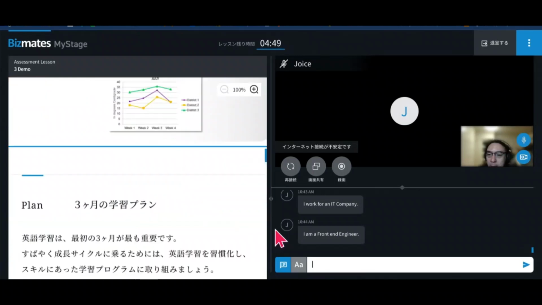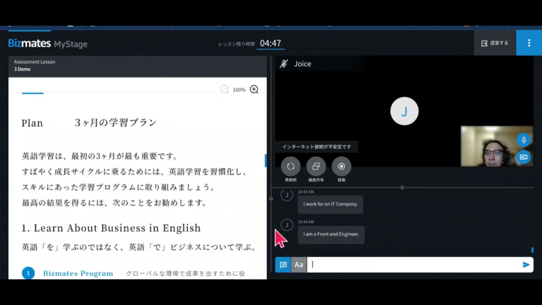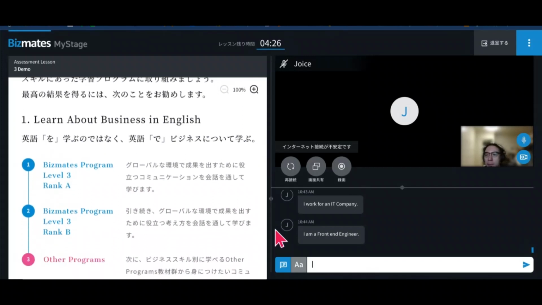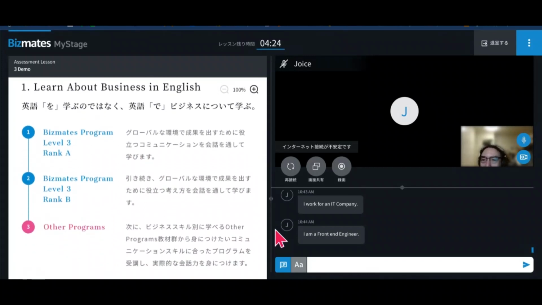All right, that's great. So now let us talk about your next steps and your 3-month study plan. The first 3 months of your studies are the most important. To improve quickly, it's necessary to make a habit of studying English regularly with a program that suits you, of course. And to do this, we suggest the following. Number 1, learn about business in English. First, start with Level 3 Rank A and learn effective communication in English.